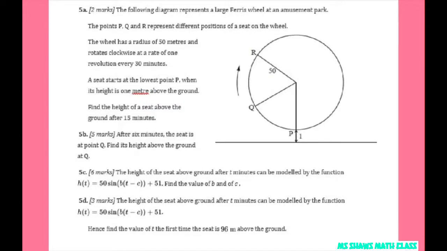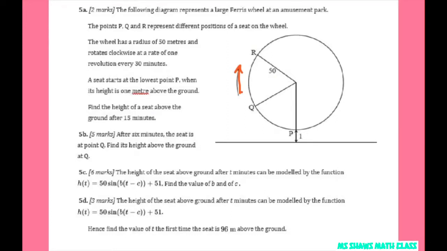Hi everyone, the following diagram represents a large Ferris wheel at an amusement park. The points P, Q, and R represent different positions of a seat on the wheel. The wheel has a radius of 50 meters and rotates clockwise, at a rate of 1 revolution every 30 minutes. So it makes a complete round every 30 minutes.